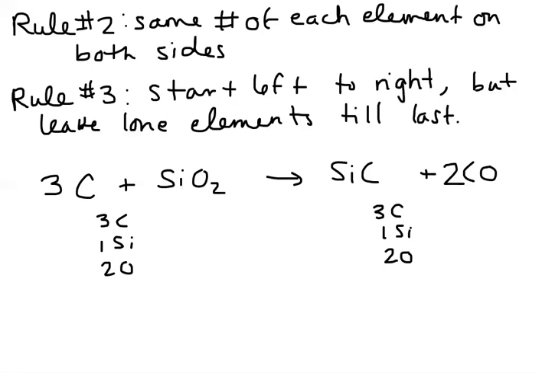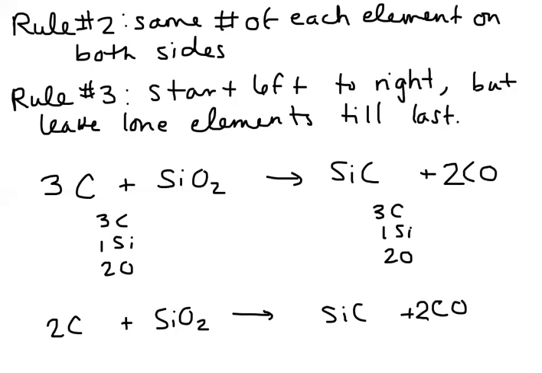Let me just show you why I recommend not starting with the carbon. So C plus SiO2. You'll get to the same place, but it'll just take a few more steps. Okay, so if I start with the carbon, since there's 2 carbons right here, I'm going to put a 2 here. Okay, and then I go to silicon, that's fine, but then I need to add a 2 here. And then I have to go back and change this carbon to a 3. Okay, so it just adds steps. It's just easier to leave lone elements to the end.